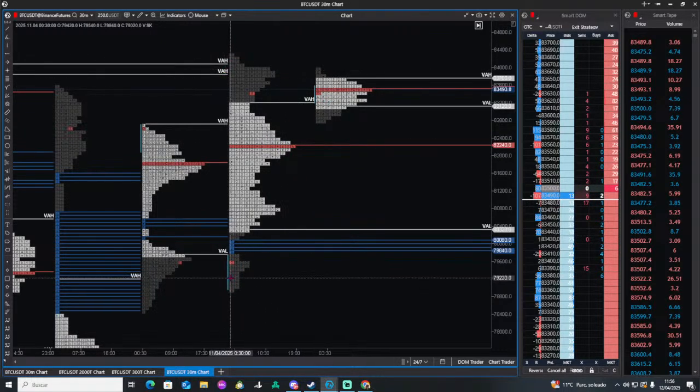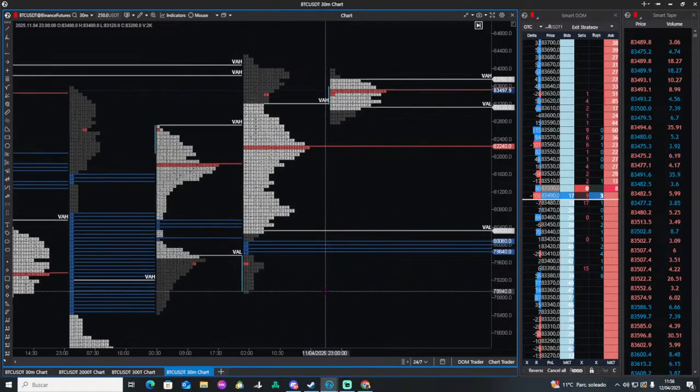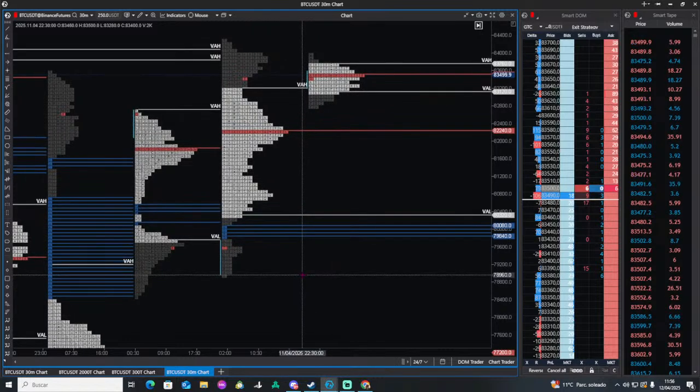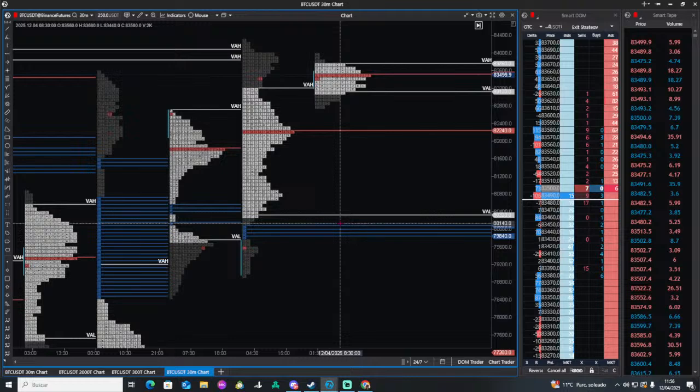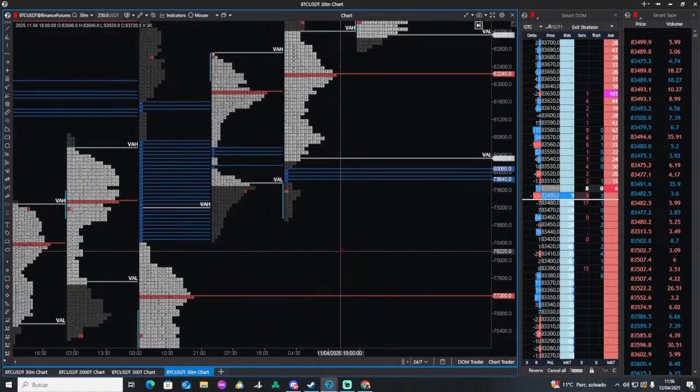We have a tail, and sometimes when it's fast, we create a single print. Single prints are areas where price likes to revisit to rebalance, because price went really fast here, so there were not so many participants, and they created a single print. So price likes to revisit these areas.